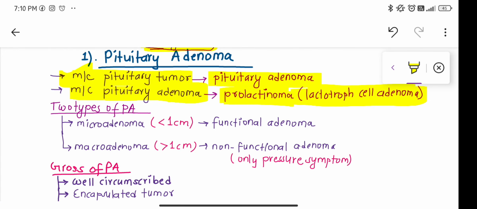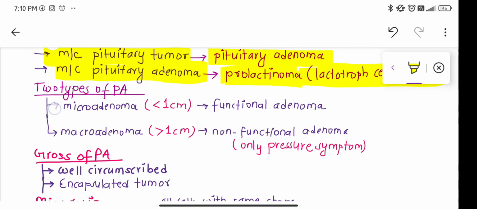These are the two questions that are most commonly asked. Now there are two types of pituitary adenoma, microadenoma and macroadenoma, based upon size. If the size is less than 1 centimeter, it is called microadenoma, and if the diameter of the tumor is greater than 1 centimeter, it is known as macroadenoma.